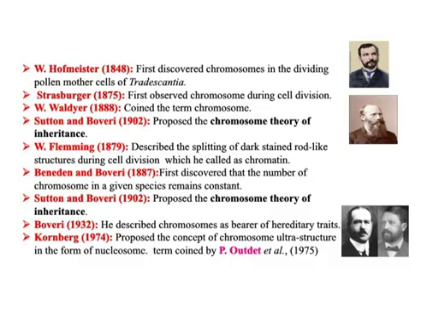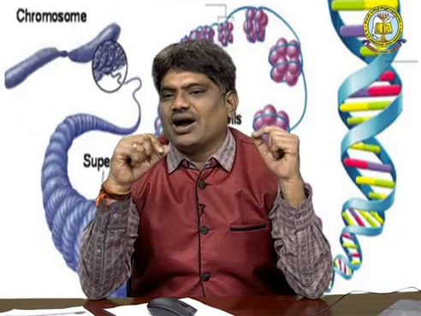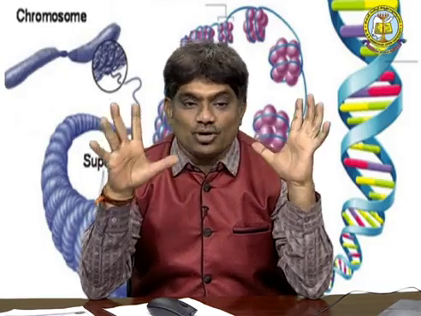The chromosomes were first discovered by Hofmeister. Hofmeister first discovered the chromosome in the pollen mother cell, that means in the anther pollens, and Strasburger first observed chromosomes in cell division. He observed in which stage how it looks, whether thread like or rod like or divided, where it divides, and what function it has. And Waldeyer gave the name chromosome.